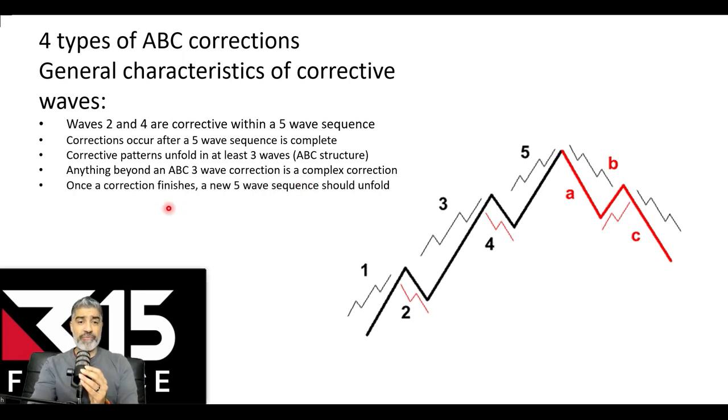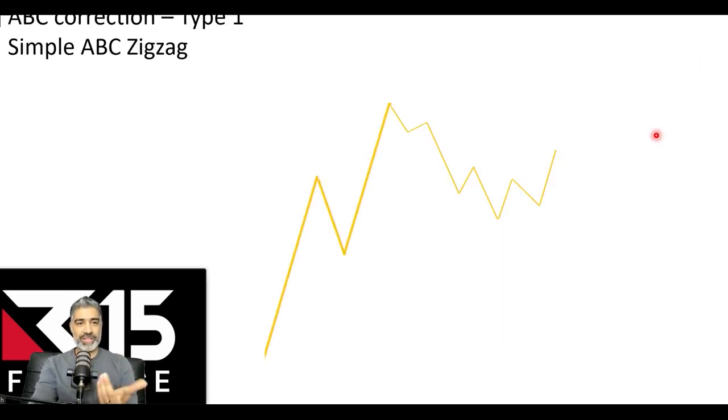Once the correction finishes, so once this finishes down here, a new 5-wave sequence should unfold. We anticipate a new 5-wave sequence. Very important. This gives us context. So one of my favorite corrections, I know it's cut off a little bit at the top here, but it says ABC correction type 1, simple ABC zigzag.